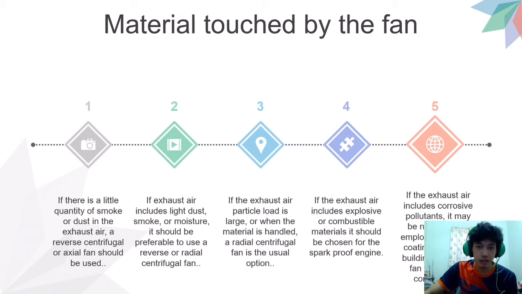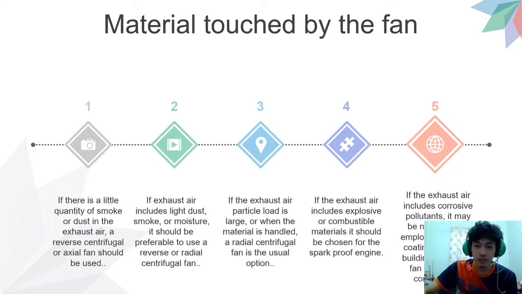So, material touched by the fan. If there are little quantities of smoke or dust in the exhaust air, a reverse centrifugal or axial fan should be used. Second, if exhaust air includes light dust, smoke or moisture, it is preferable to use a reverse or radial centrifugal fan. And third, if the exhaust air particle load is large or when material is handled, a radial centrifugal fan is the usual option.